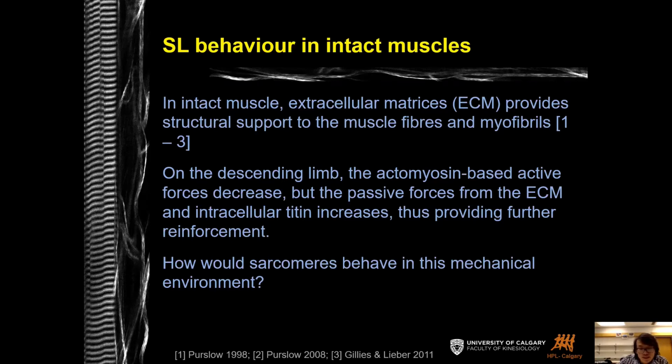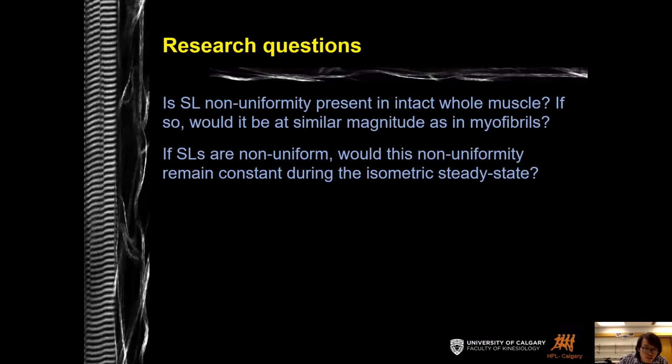Under such mechanical environment, how would sarcomeres behave? Specifically, we wanted to know if sarcomere length non-uniformity is present in intact muscle, and if so, how does it compare with the sarcomere length non-uniformity observed in isolated myofibrils? Also, if sarcomere lengths are non-uniform, would this non-uniformity remain constant during the isometric steady state?